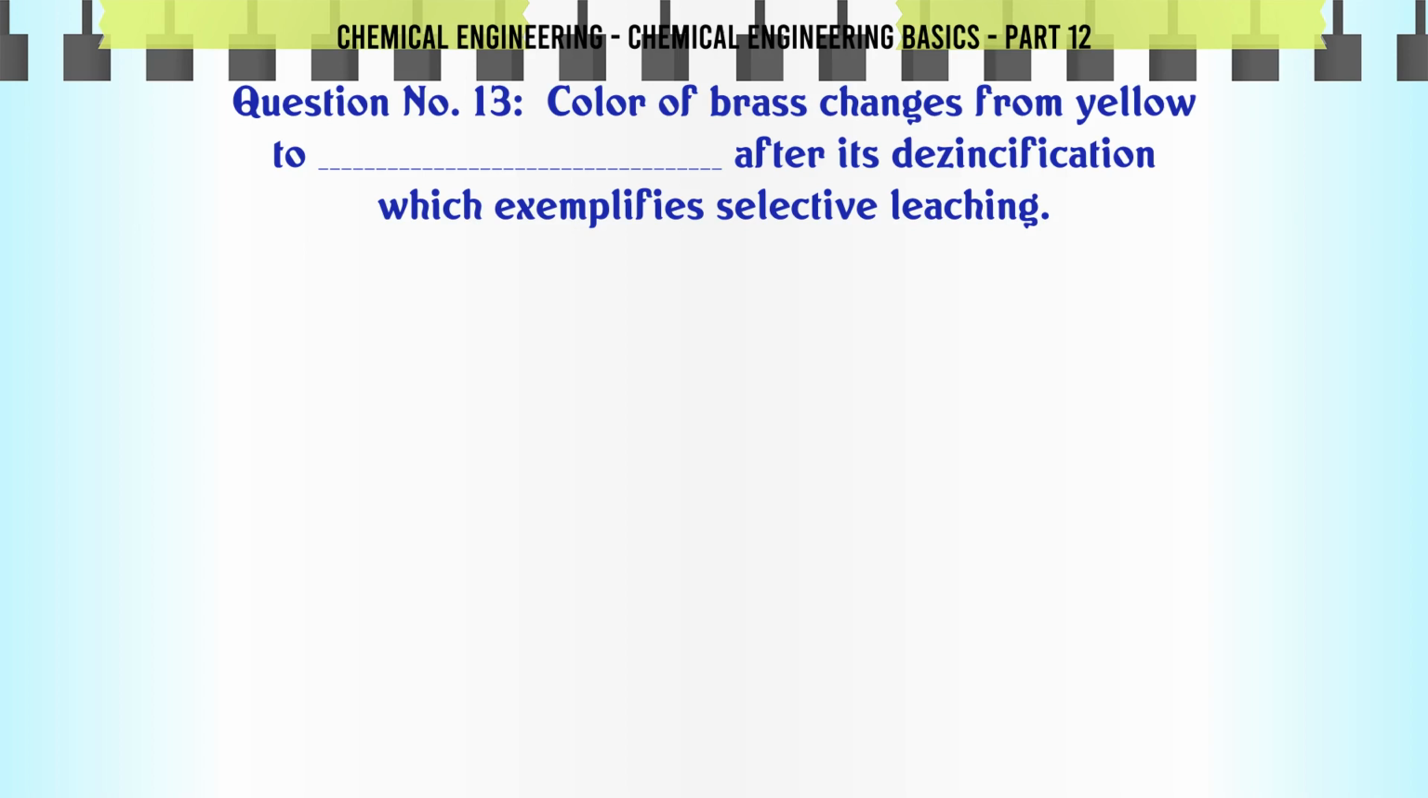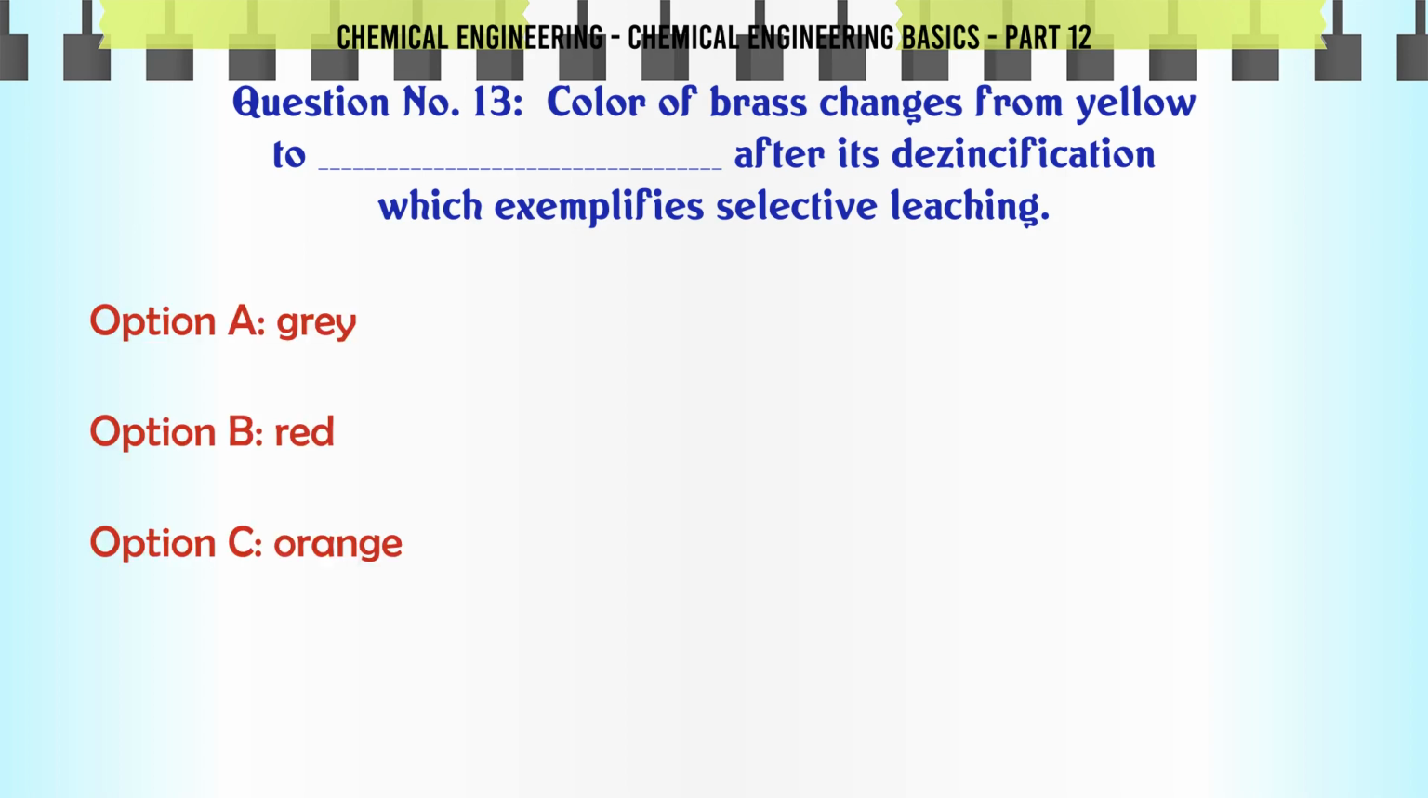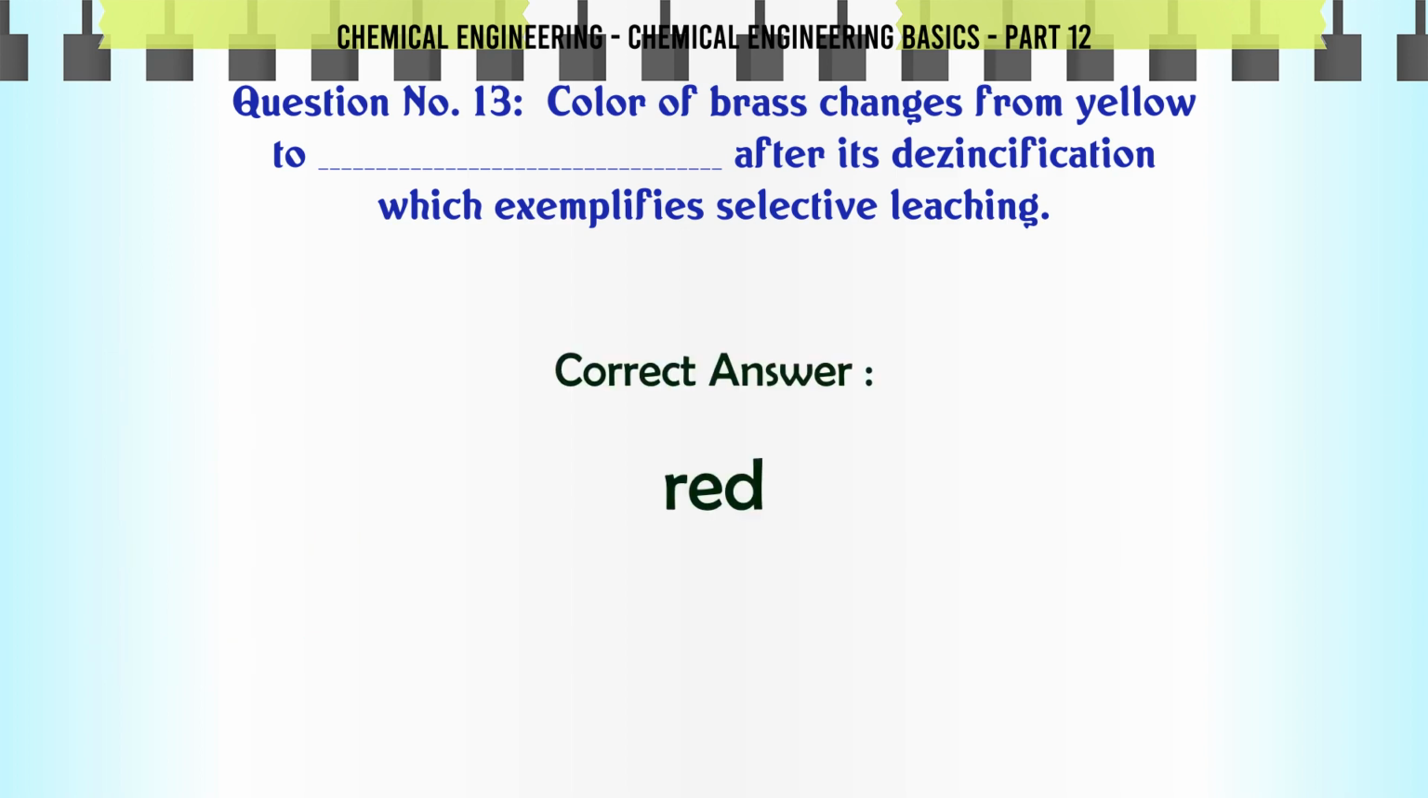Color of brass changes from yellow to after its dezincification, which exemplifies selective leaching. A. Gray. B. Red. C. Orange. D. Violet. The correct answer is red.